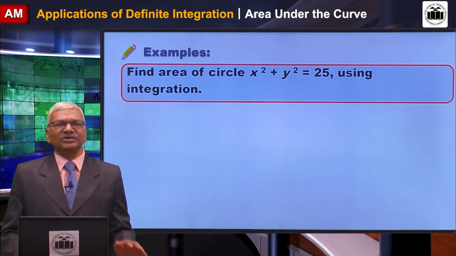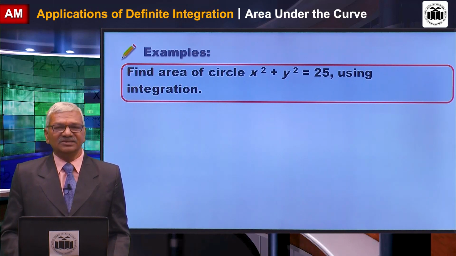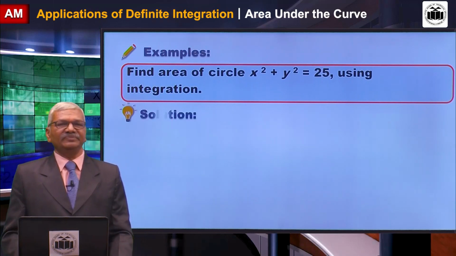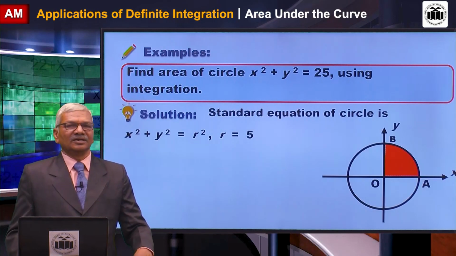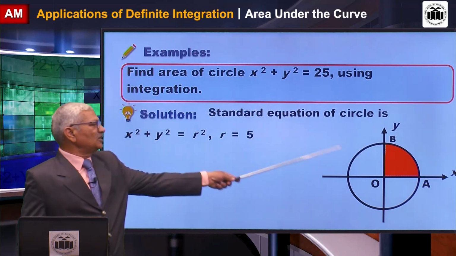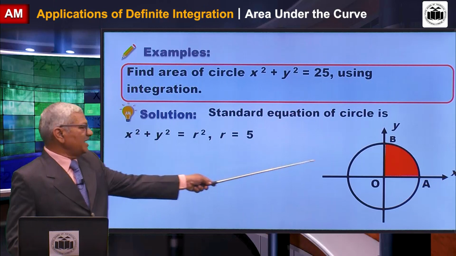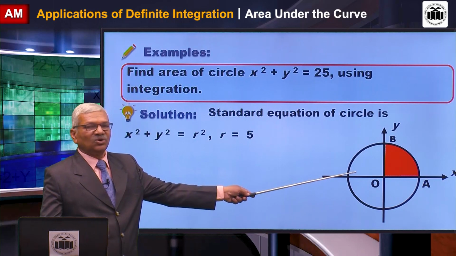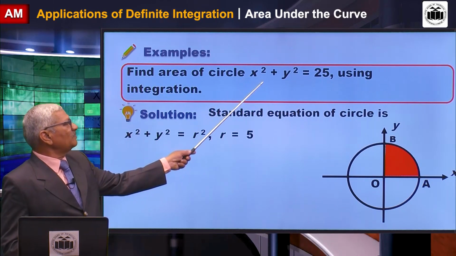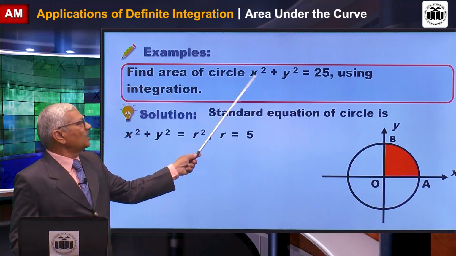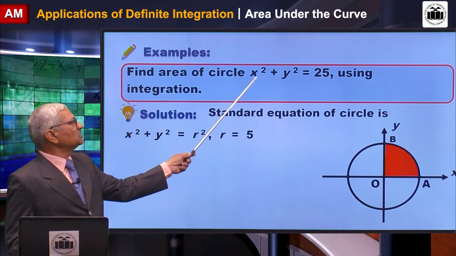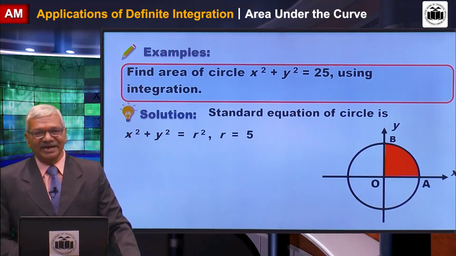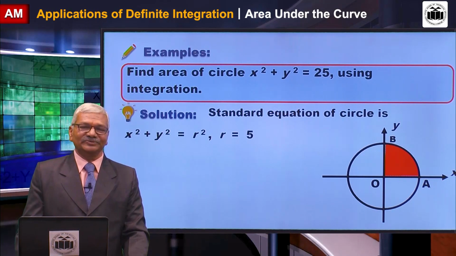What do you mean by standard equation of a circle? Means the center of the circle is at the origin. See the diagram. This is the circle, right? The center is at the origin. That is the meaning of standard equation of a circle. What is the equation of the circle here? x square plus y square equals 25. Comparing this with the standard equation x square plus y square equals r square, what is the radius of the circle? 5, right? Absolutely right. So r is 5.